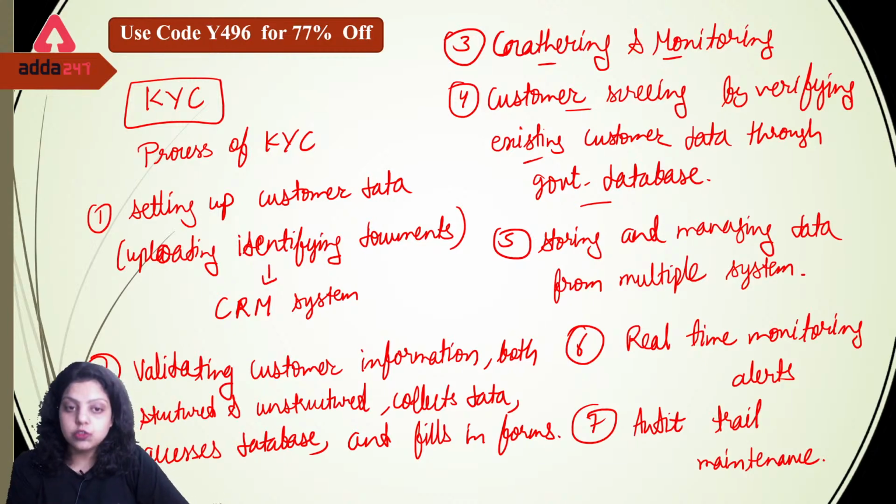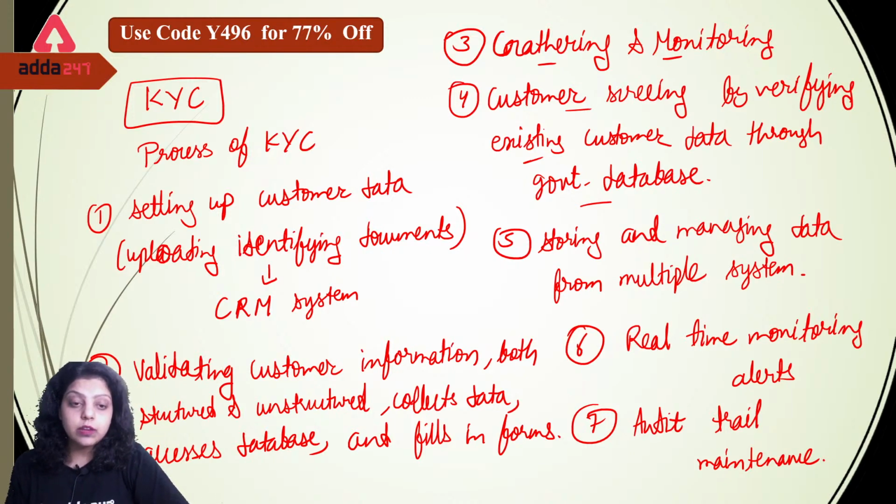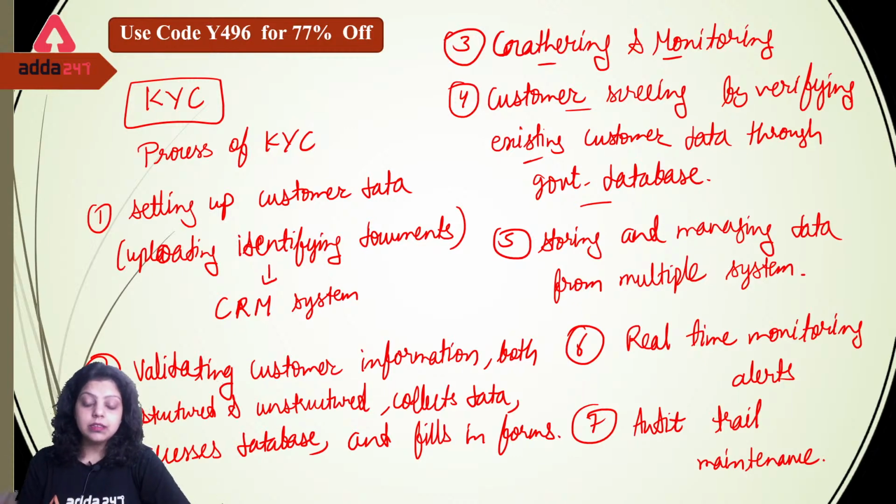First, you have to set up the customer data by uploading the data of the customer on the customer relationship management system. After that, you have to validate that data from wherever you are collecting the data of the customer. It can be gathering and monitoring on the basis of the financial institution. Second, it can be customer screening or verifying the data of the customer from the government database. Third, it can be storing and managing the data from the multiple systems or multiple portals also. So you have to validate the data, that whatever data given by the customer or whatever data we have collected or whatever data government has about that particular customer, is it valid or not, is it correct or not, or the customer has given different data to a different portal or system. Okay, so you have to validate that.